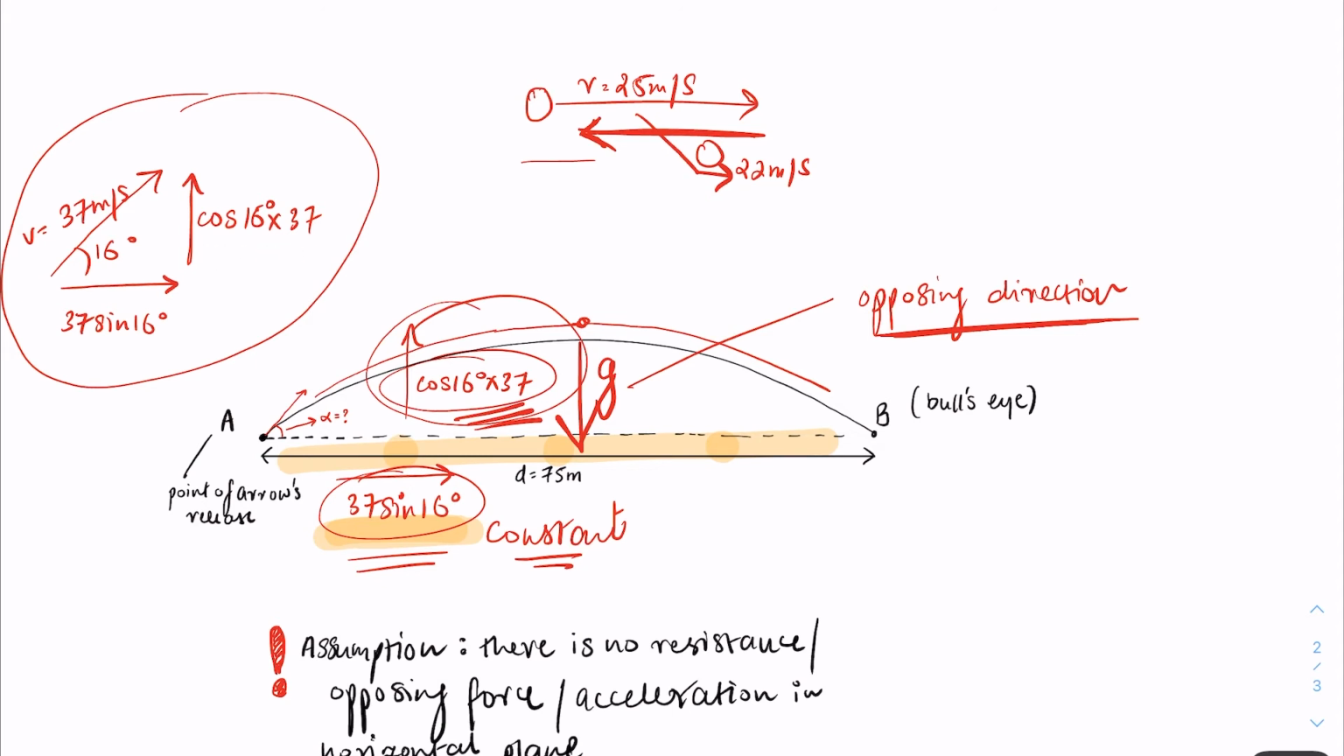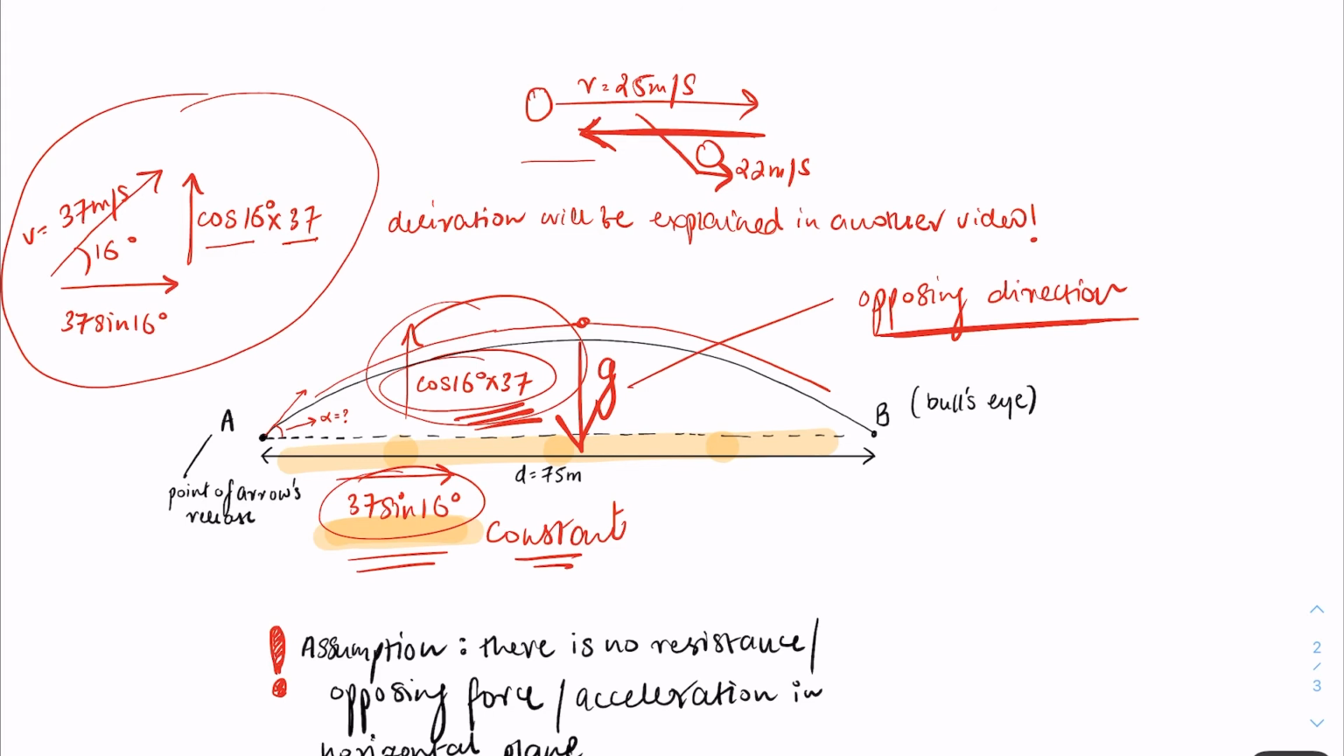So this vector is cos 16 degrees into 37 meters per second. That means that something that is traveling at this angle has an upward velocity of cos 16 degrees multiplied by 37, and it has a horizontal velocity of 37 sine 16 degrees. So this is 37 sine 16 degrees. Okay, so this is the case.